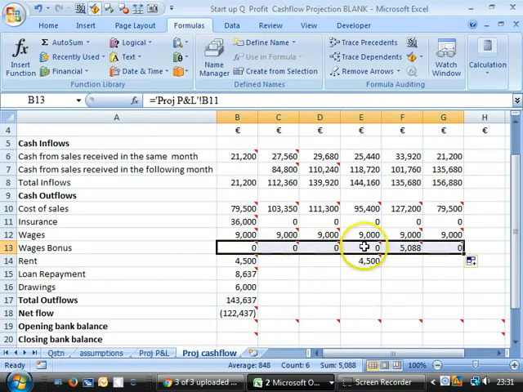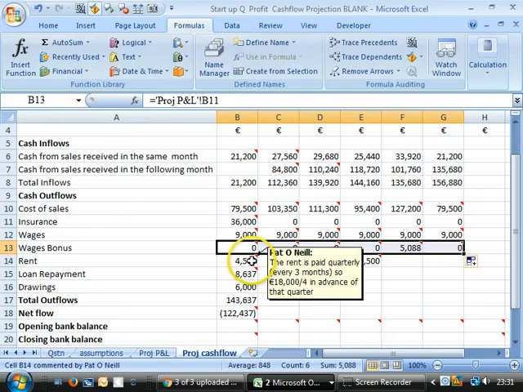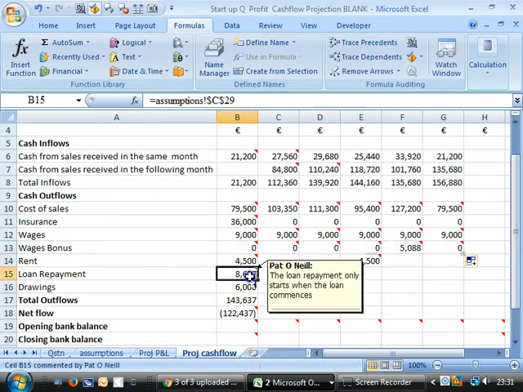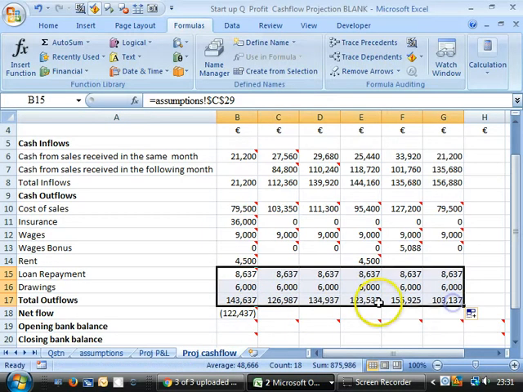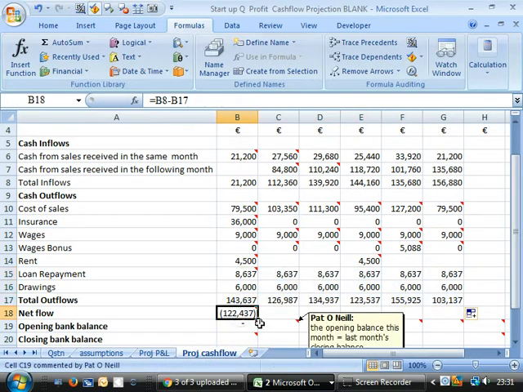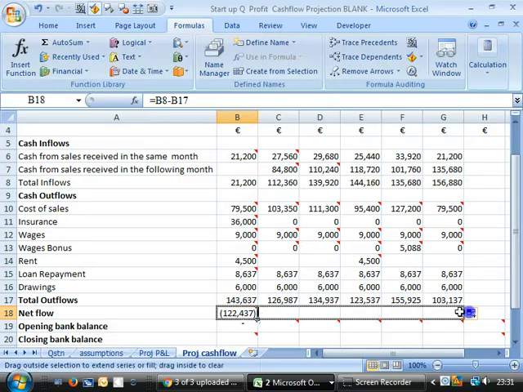And I could have, now the rent I don't need to copy because it only happens in 2 months. I only pay the rent in 2 months. The loan repayment and the drawings and the total outflows, those three I can copy together as one block over along here. And similarly with the net flow, I could have included that in that block.